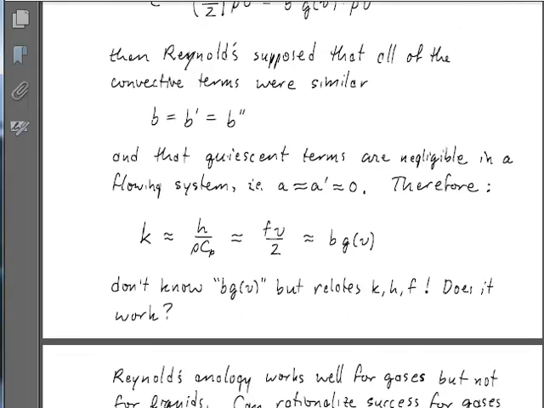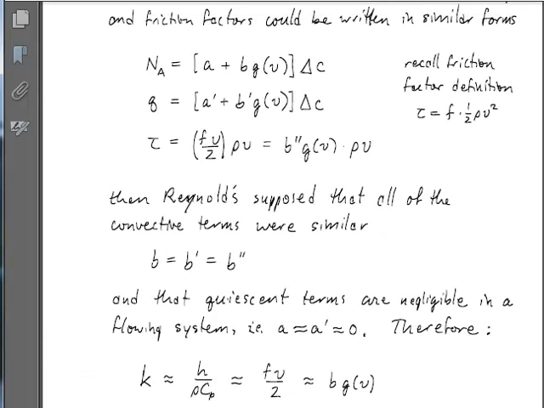Now, he further supposed that all of these convective terms were similar, right? So these are the convective terms, and he supposed that B is equal to B prime is equal to B double prime, okay? And beyond that, he said, well, if we've got transport due to convection, then the transport due to these quiescent processes are going to be negligible, right? So he said we'll just assume that those are 0.